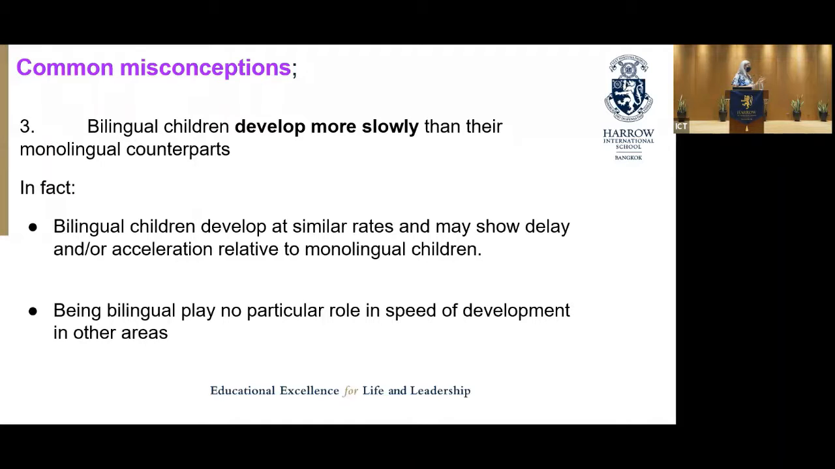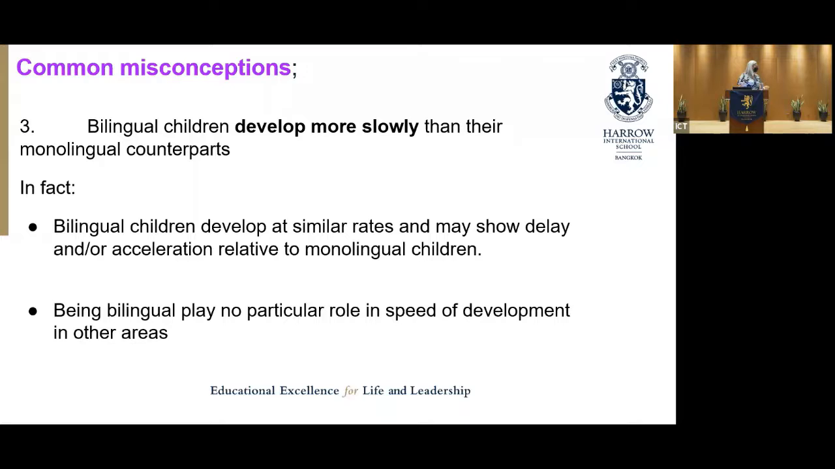Bilingual children develop at similar rates, and they might show delay or they might show acceleration compared to monolingual children. It's not related to bilingualism. It's not related to that side of things. Children develop at different rates. As we know, every child is different. Every area of their learning is different. Every area of development is different. They've all got strengths. They've got things they find more challenging. That's what makes us all unique.